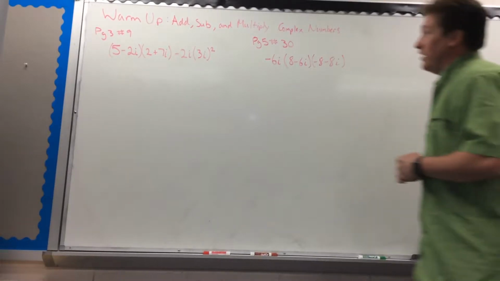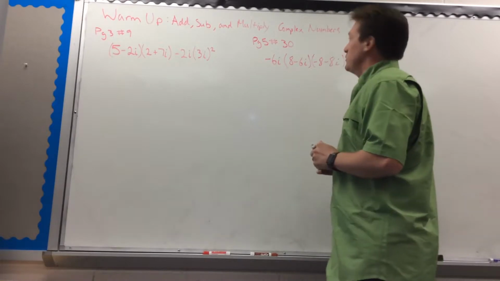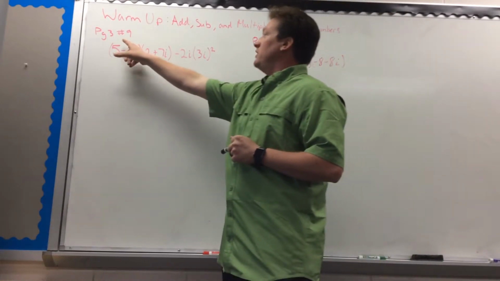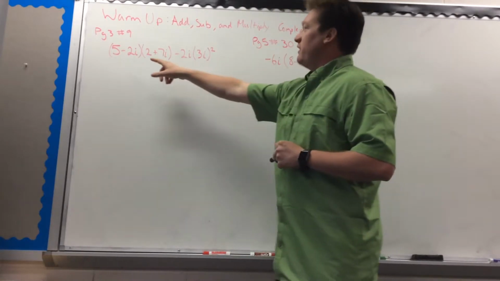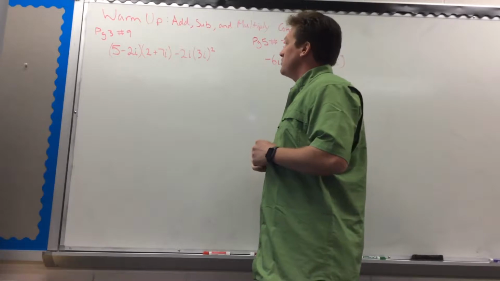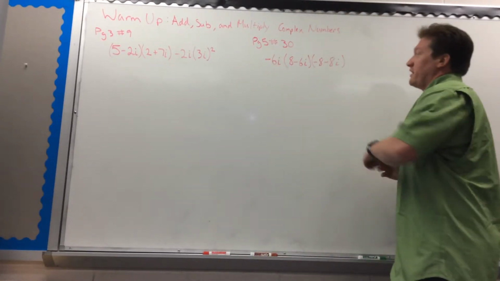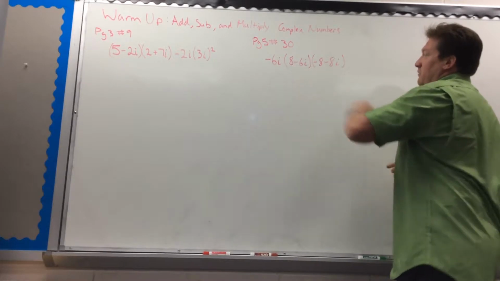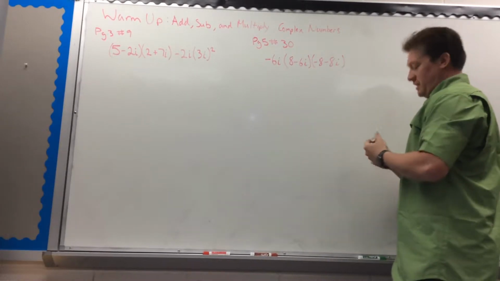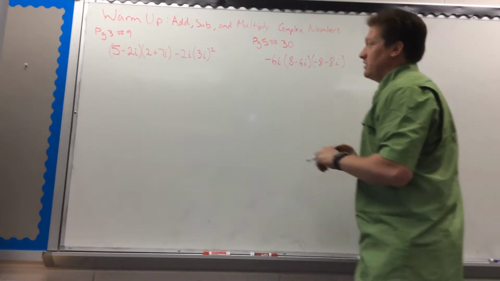All right, guys, warm up today. We're going to finish up with adding, subtracting, multiplying complex numbers, putting it all together. From our packet, we're going to do page 3, question number 9, which says (5 minus 2i) times (2 plus 7i) minus 2i times 3i squared. And then page 5, number 30, it's got negative 6i times (8 minus 6i) times (negative 8 minus 8i). And we're going to put all this together and finish off with our complex numbers unit.